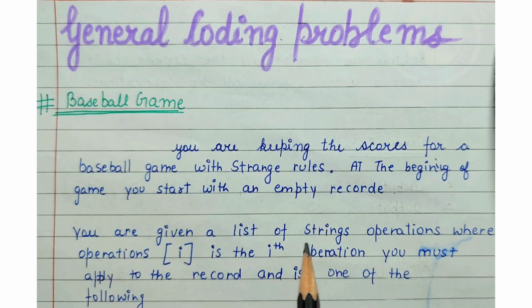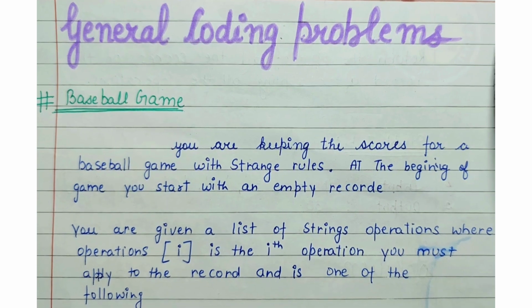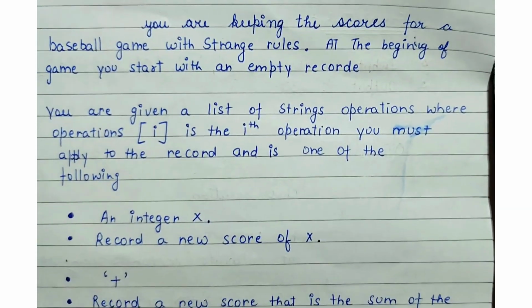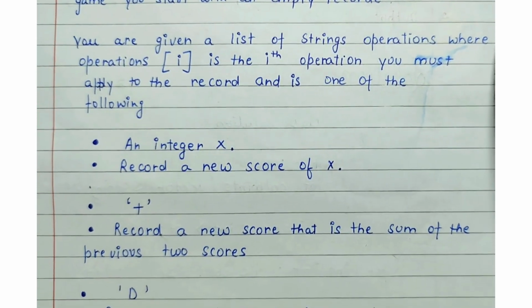You are given a list of string operations, where operations[i] is the ith operation. It means some operations are given in the form of strings, and i is the index of the string. You must apply these operations to the record, and the rules are one of the following. Okay, so some rules are given to us. Now first we focus on what the rules are.